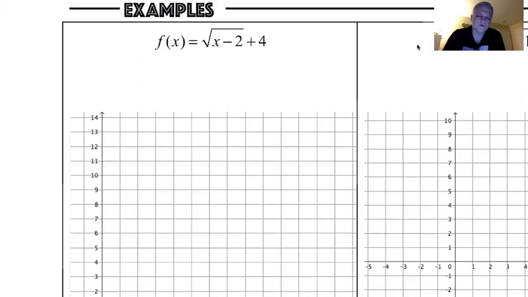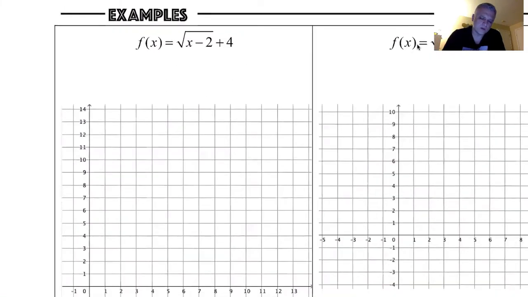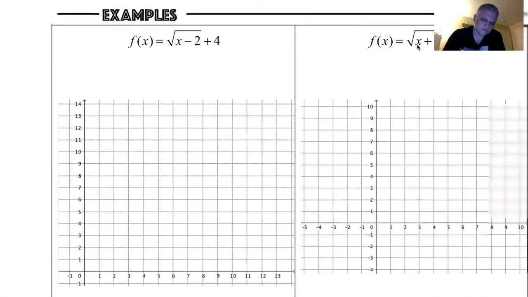All right, so this first f of x that we have, right? Step one, where is my starting point? Where is my starting point?